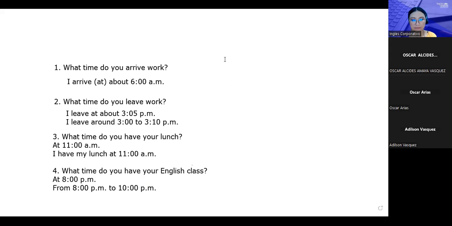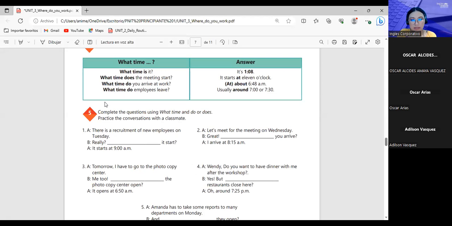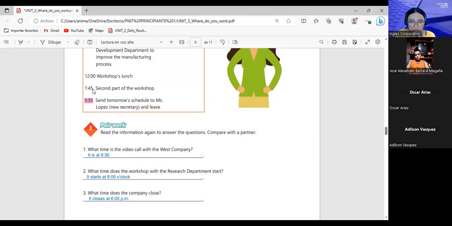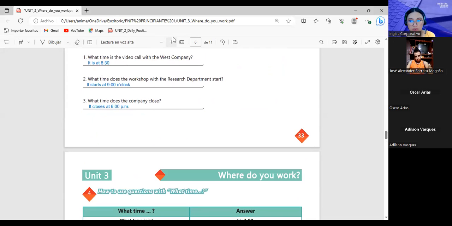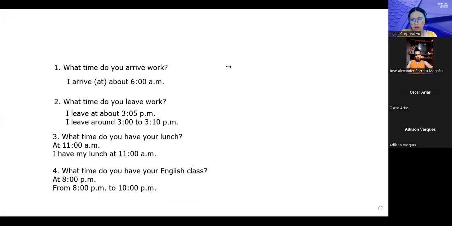Let's go to the book. Let me see what time the meeting starts. ¿Cuál agregamos? Let me see. How about this one? What time does the company close? ¿A qué hora cierra su empresa? Pongamos esta para que la practiquen. Number 5, it says. Do you know? ¿Saben ese dato o no? What time does the company close?